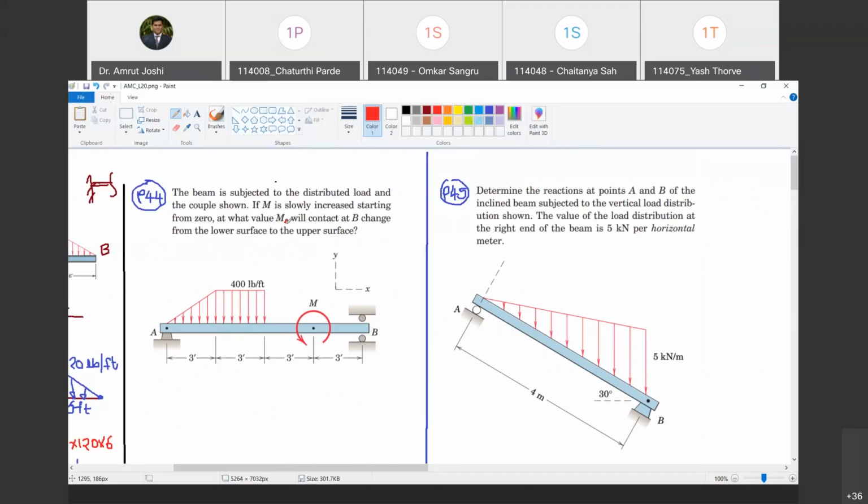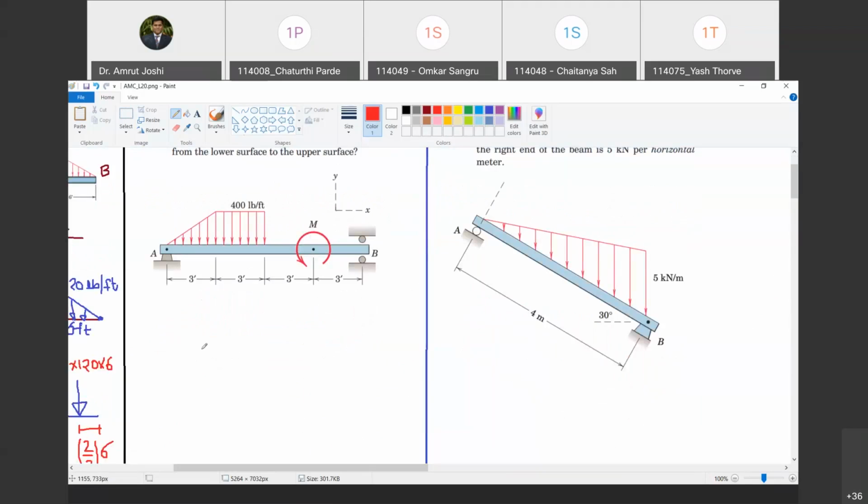Now forget about this M naught because they have called it as M, so there should be no confusion. At what value of M the contact will change from lower surface to upper surface is what is being asked. Are you with me? Yes. So now how are we going to solve this problem? This is a tricky problem. You have to understand the concept and then it is easy. First thing that we are going to do is draw the free body diagram. Are you with me? Yes.